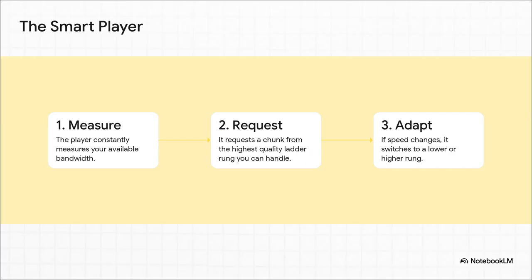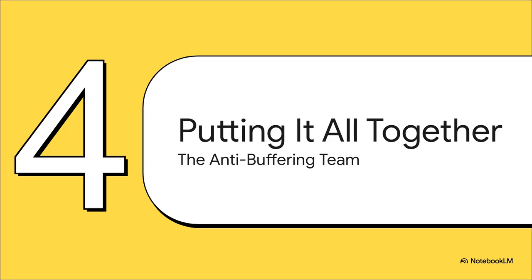This is where the video player on your device becomes the hero, acting like a smart driver. First, it measures your internet speed. Then, it requests a little chunk of video from the highest rung on that ladder that you can safely handle. And this is the crucial part. It never stops monitoring. If your connection slows down, it seamlessly switches to a lower quality chunk to avoid buffering. If it speeds up, it moves right back up the ladder for better quality. Pretty cool, right?